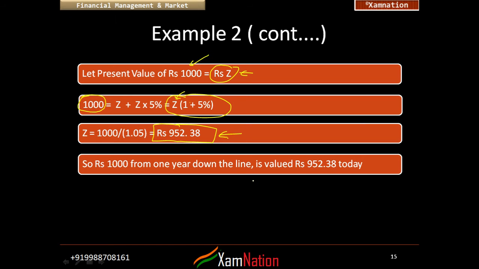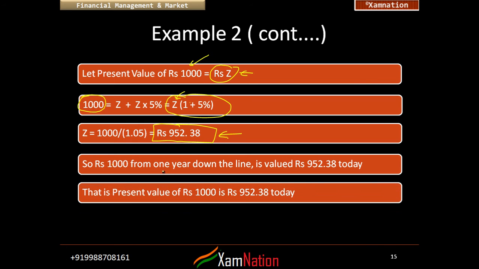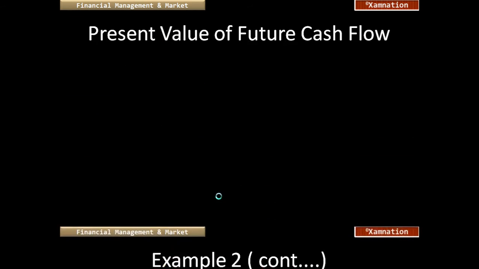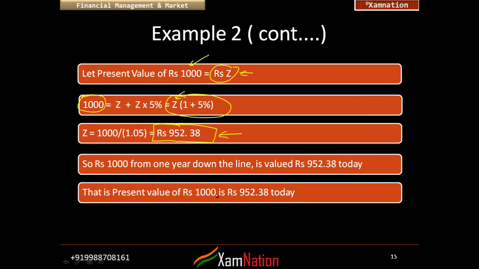That means if you are getting 952.38 today, it has the same value to you, or it will give you the same happiness, as getting 1000 rupees one year down the line. So 1000 rupees one year down the line is the same value as 952.38. That means the rupee's value has decreased as you go to the future. So this is the present value of 1000: 952.38. This is the example where we have understood the present value concept.